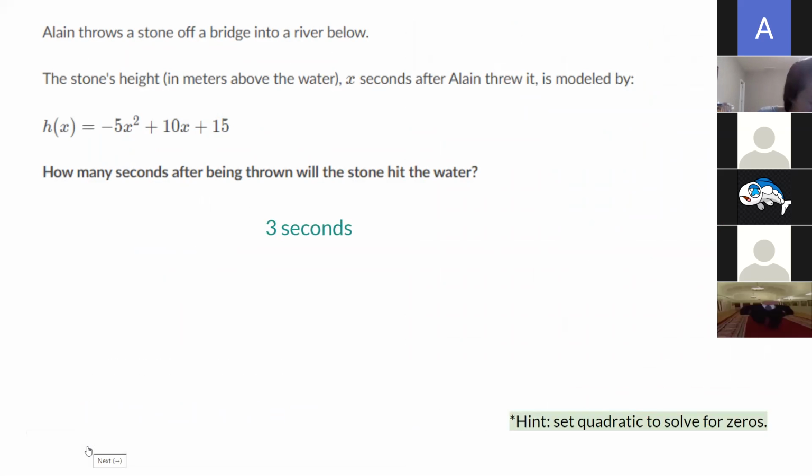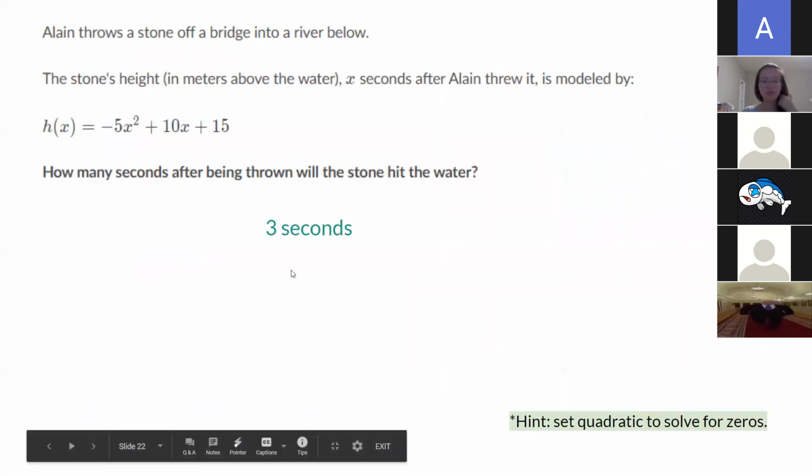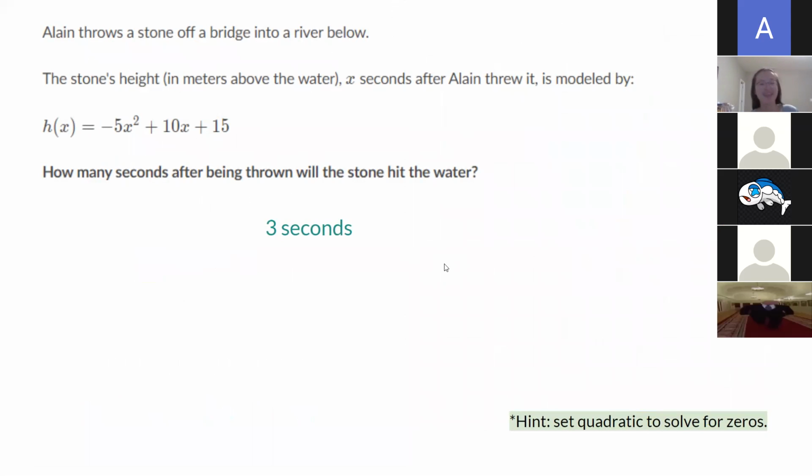I have the answer written on the page. I know the answer is literally on the screen, but does anybody have any idea how we'd solve this? I'll just read it out to you guys. Elaine throws a stone off a bridge into a river below. The stone's height in meters above the water, x seconds after Elaine threw it, is modeled by the equation h(x) equals negative 5x squared plus 10x plus 15. How many seconds after being thrown will the stone hit the water?